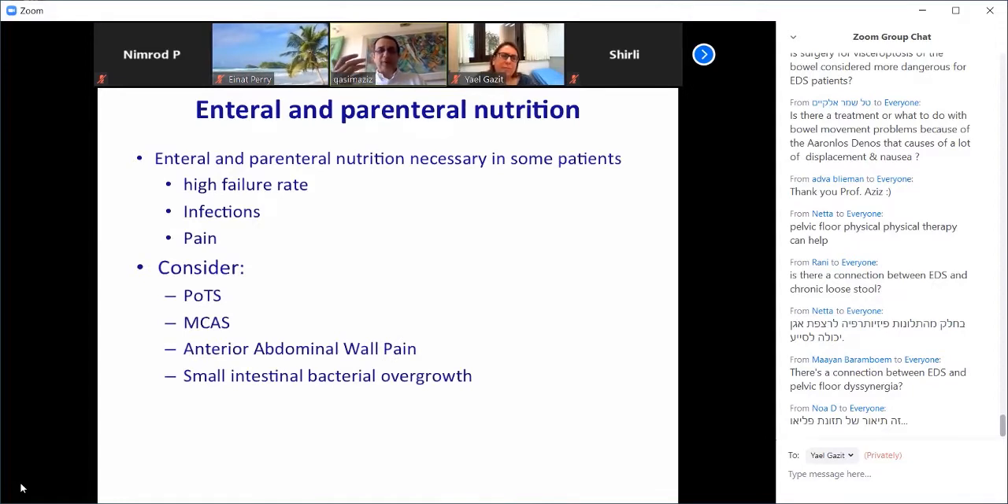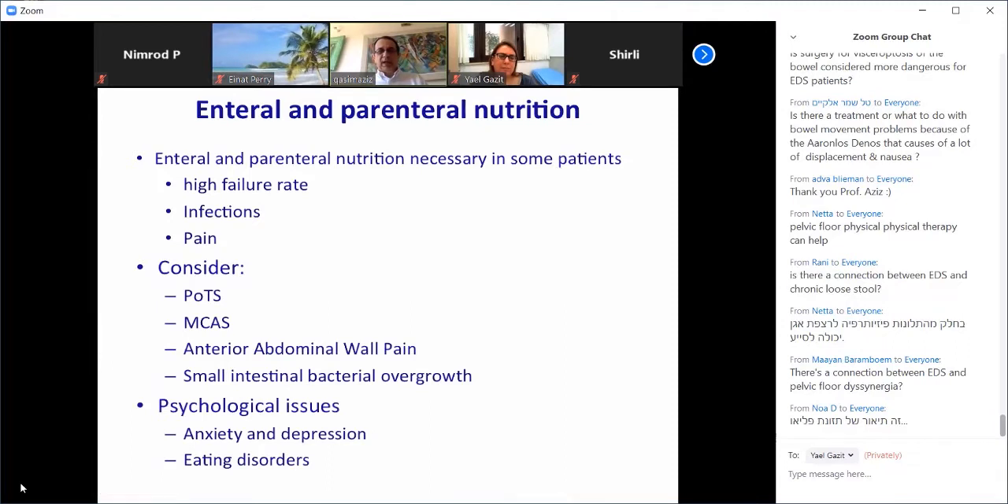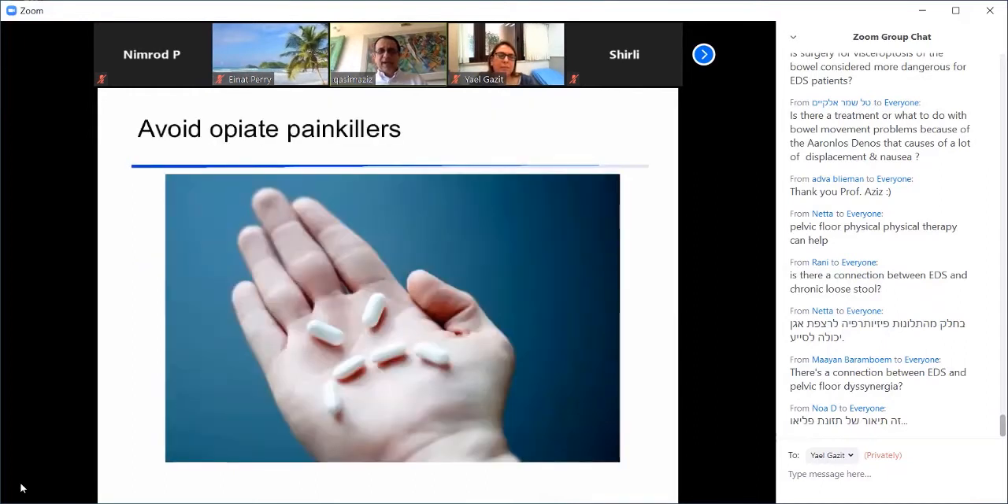And consider all the other factors that could be contributing to the problem with nutrition, like POTS and mast cell activation disorder, abdominal wall pain, bacterial overgrowth. Quite often by correcting these, we can prevent people going down this enteral and parenteral nutrition. And of course, psychological issues need to be discussed. Anxiety and depression can sometimes go to the extent that it starts to affect nutrition. And very, very occasionally we come across eating disorders as well. Sometimes that is related to the fact that people learn to control their eating to try and reduce their symptoms, which then gets out of control. So all of these issues need to be considered.